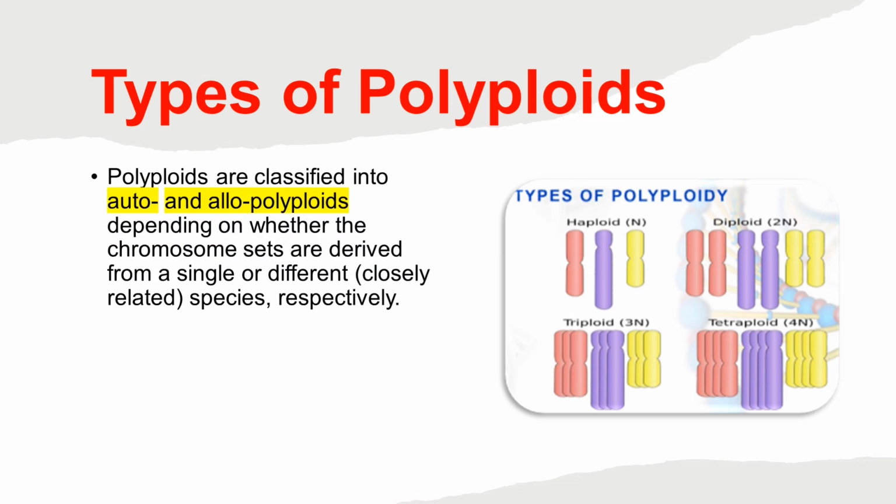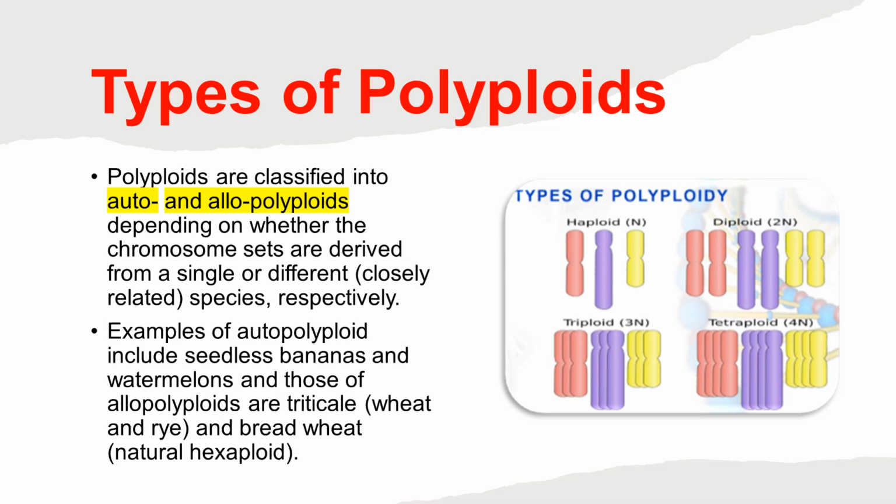Polyploids are classified into auto and allopolyploids depending on whether the chromosome sets are derived from a single or different, closely related, species, respectively. Examples of autopolyploids include seedless bananas and watermelons, and those of allopolyploids are triticale, wheat and rye, and bread wheat, a natural hexaploid.